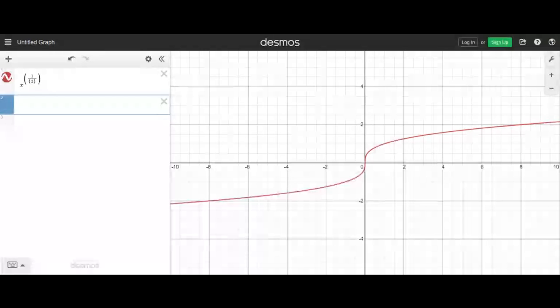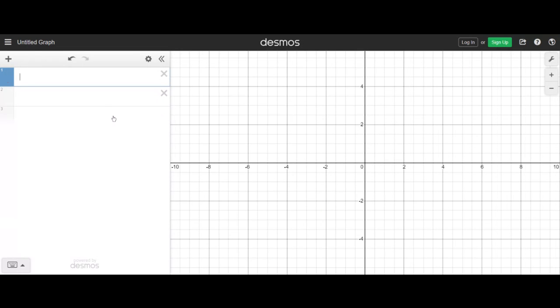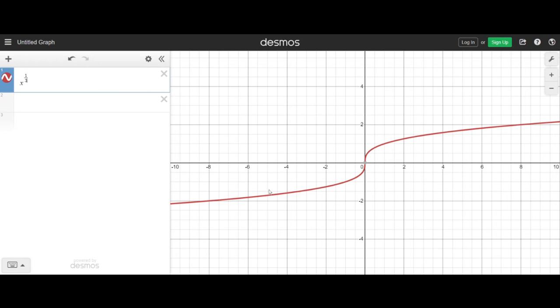Okay, I've already worked on it a little bit here, but let me start fresh. So I'm in Desmos, and I want to do the cube root of x. So the cube root of x is x raised to the 1/3 power. There's the cube root of x. And now let me do my second degree Taylor polynomial. Let me plot that.